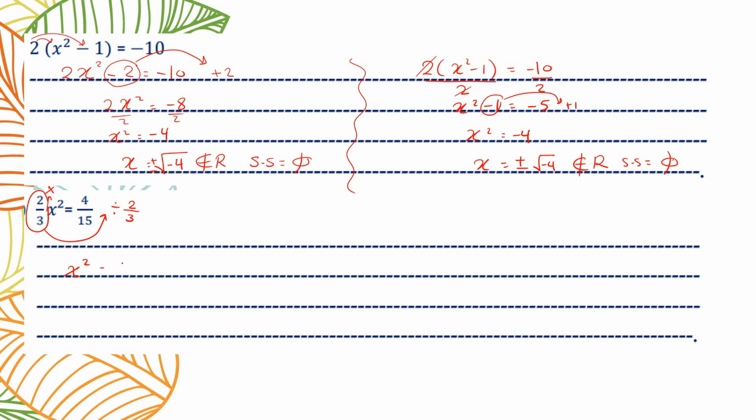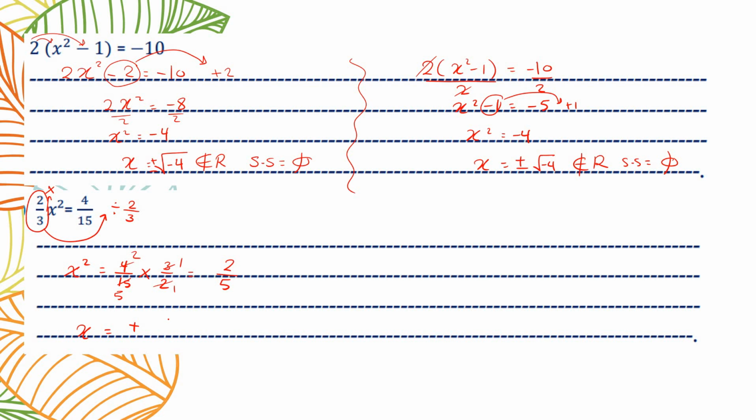Therefore, x squared equals 4 over 15 divided by 2 over 3. Divide means what? Keep, change, flip. I will keep the first one, change the sign, and flip the second one. Divide by 2, divide by 2, divide by 3, divide by 3, so equals what? You can of course use your calculator. It will be 2 over 5, and take the square root of x.